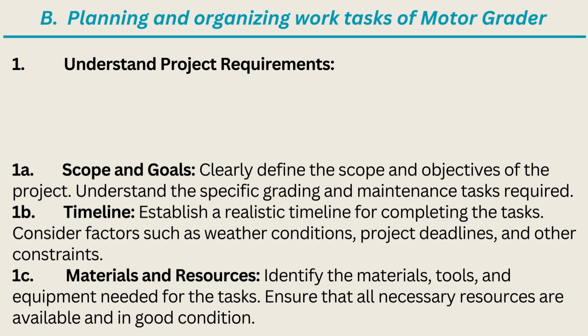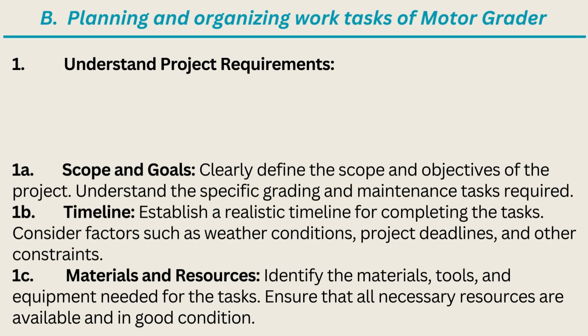1. Understand project requirements. 1A. Scope and goals. Clearly define the scope and objectives of the project. Understand the specific grading and maintenance tasks required. 1B. Timeline. Establish a realistic timeline for completing the tasks. Consider factors such as weather conditions, project deadlines, and other constraints.